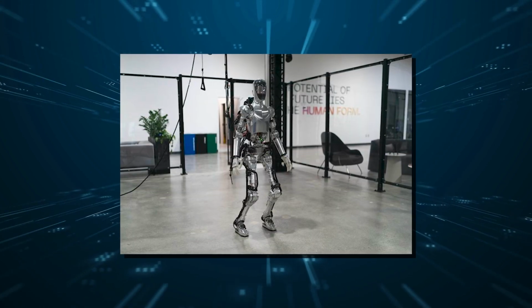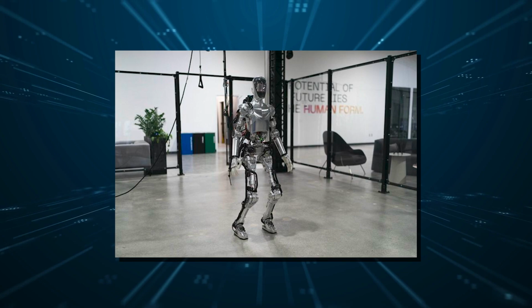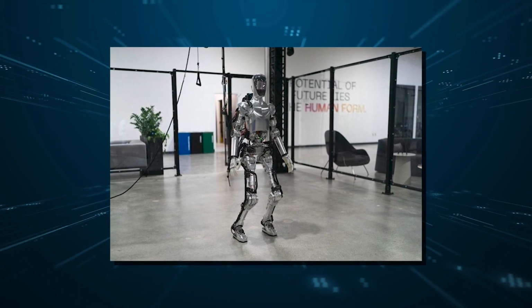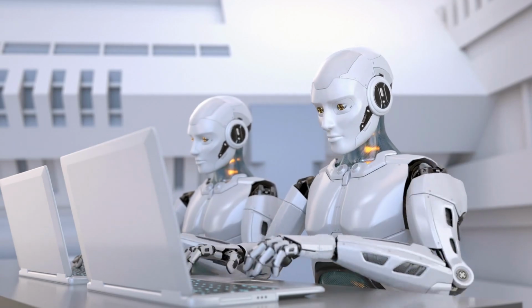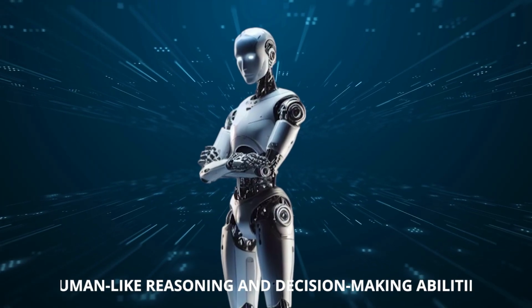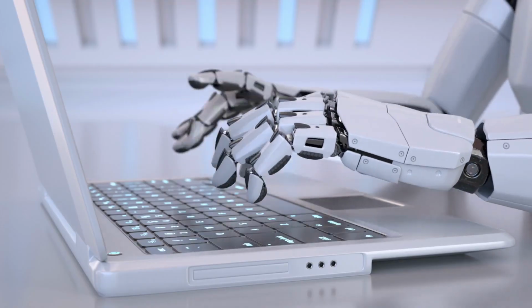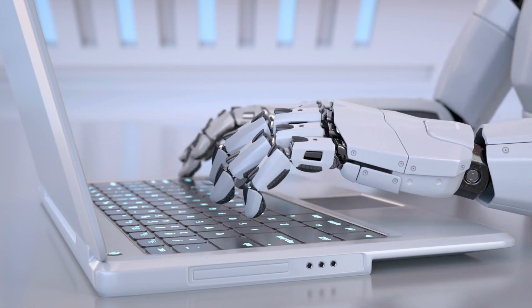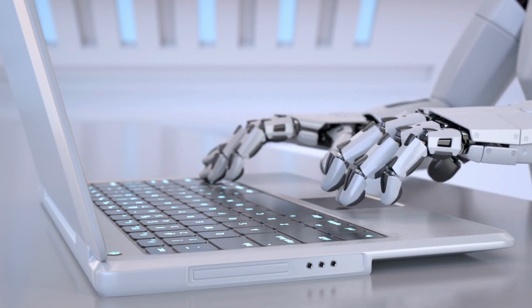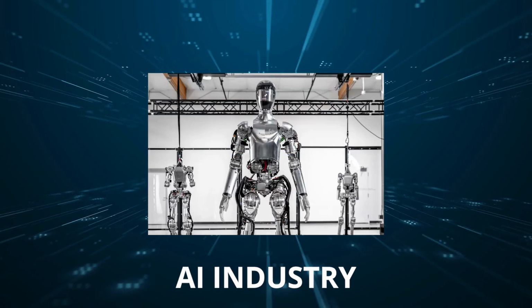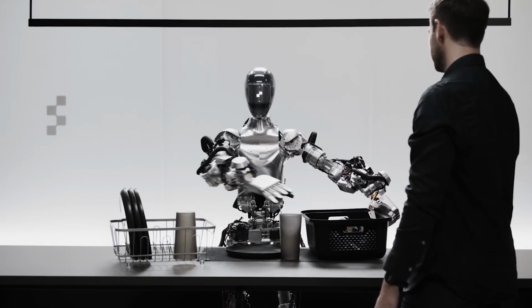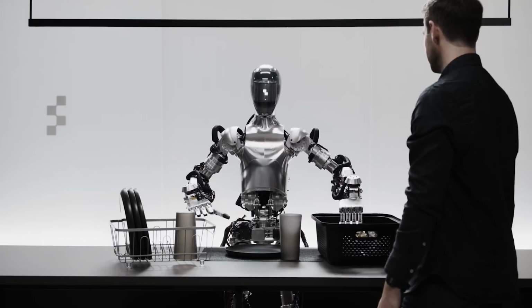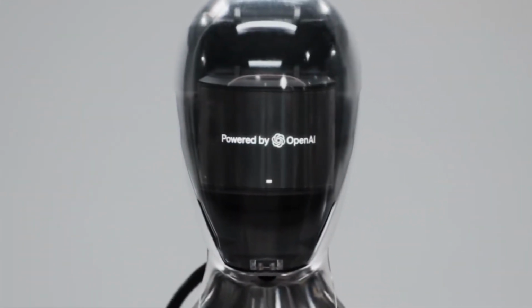Figure 01 interacts naturally with its surroundings, looking for visual cues and recording spoken statements. Furthermore, the robot has human-like reasoning and decision-making abilities, assessing its surroundings and responding intelligently to commands. This innovative technology has surpassed the AI industry with its ability to learn and adapt in ways that imitate human intellect, creating new opportunities for innovation and discovery.